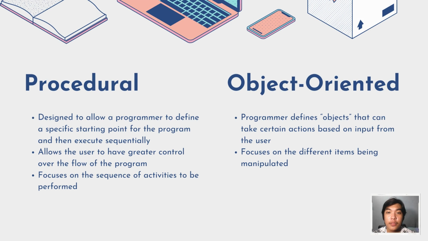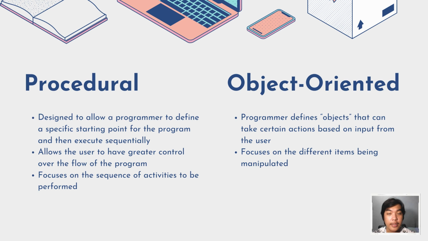A procedural programming language is designed to allow a programmer to define a specific starting point for their program and then execute sequentially. All early programming languages worked this way. As user interfaces became more interactive and graphical, it made sense for programming languages to evolve, to allow the user to have greater control over the flow of the program.